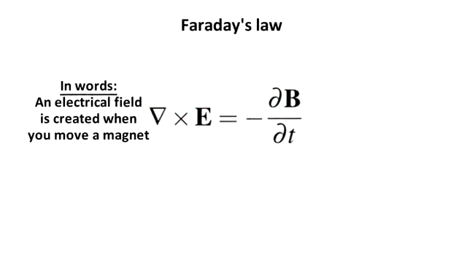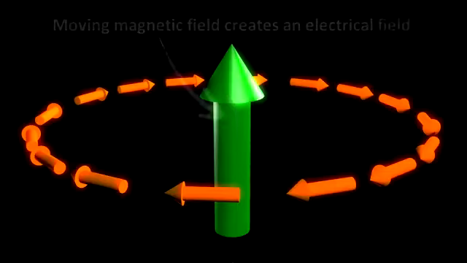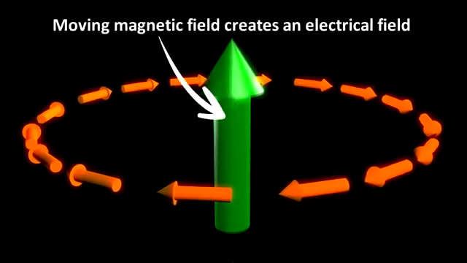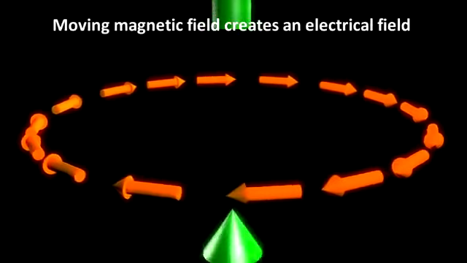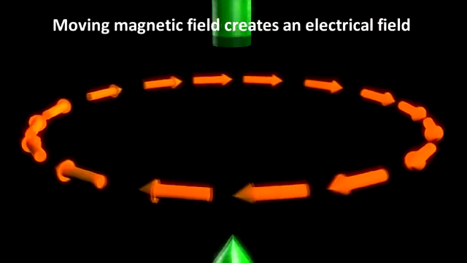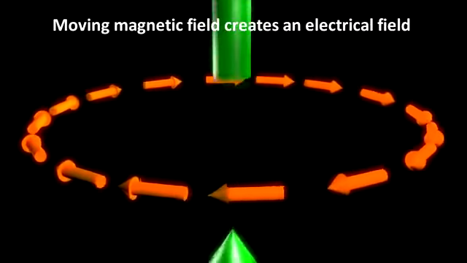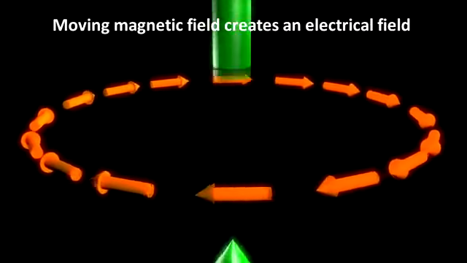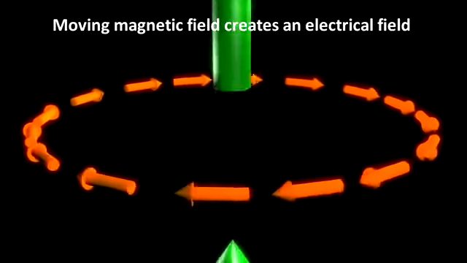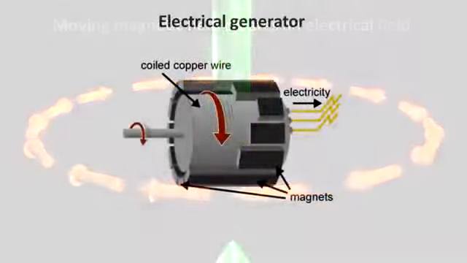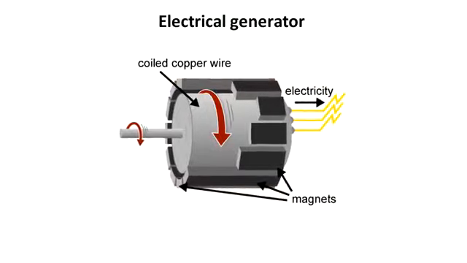This law basically says that if you move a magnet, you will create an electrical field. In other words, if you change the magnetic field with time, it creates an electrical field. What does it mean to create an electrical field? It just means that you put a charge there, it will be affected. It will be accelerated.